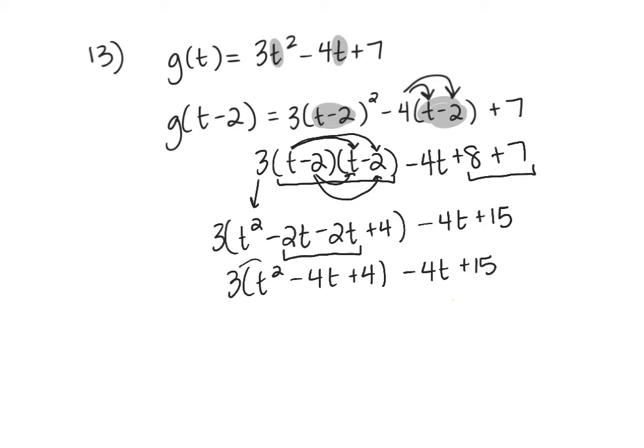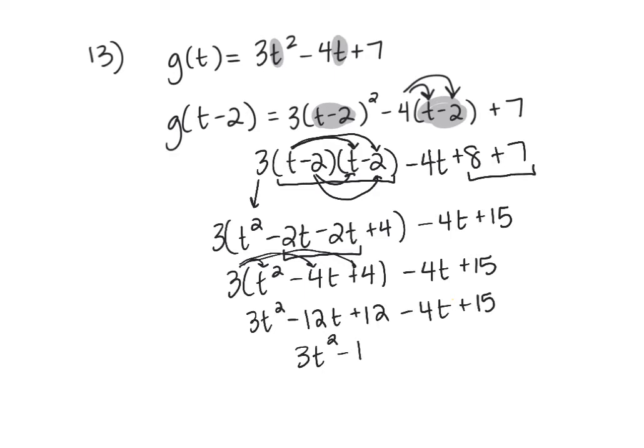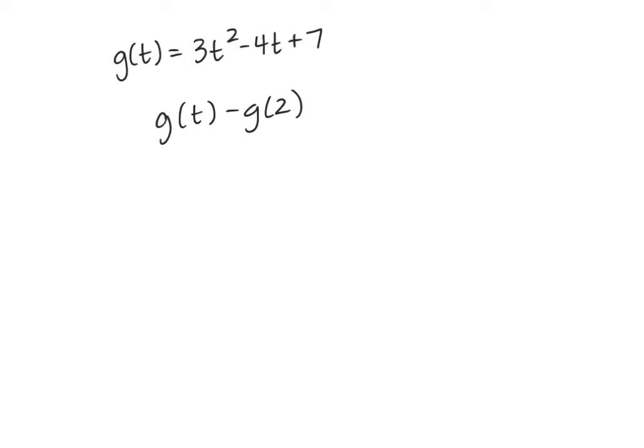Now we finally can distribute this 3 into the parentheses. So I'm going to multiply that all the way through, giving me 3t squared minus 12t plus 12. Bring down the minus 4t and the 15. And finally, we have our answer, 3t squared, and then we'll have negative 16t. I'm going to combine the two terms with t, and then plus 27, and then we get our final answer. Now, part C is actually a little bit easier, and let's go through that one.